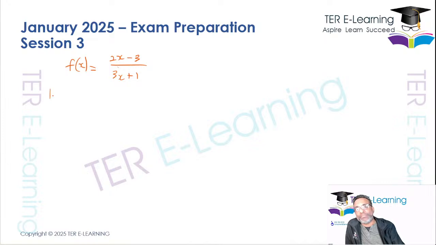Now the procedure is the same. The first step in the process is to let y equal to whatever the function is. So this is going to be 2x minus 3 over 3x plus 1. So that's step 1. We let y equal to whatever the function is. The next step in the process is to interchange x and y. Anywhere you see y, you're going to put x, and anywhere you see x, you're going to put y. So this is going to be x equals 2y minus 3 all over 3y plus 1.